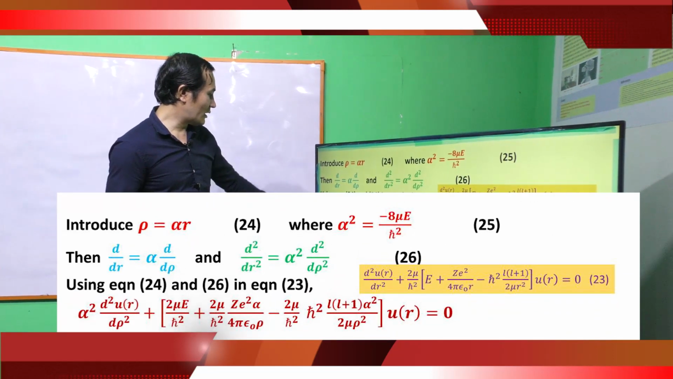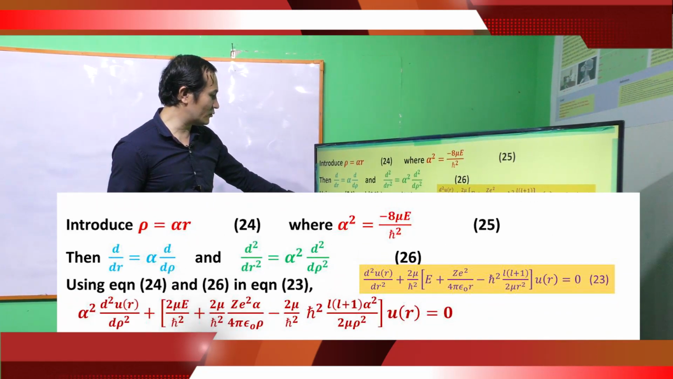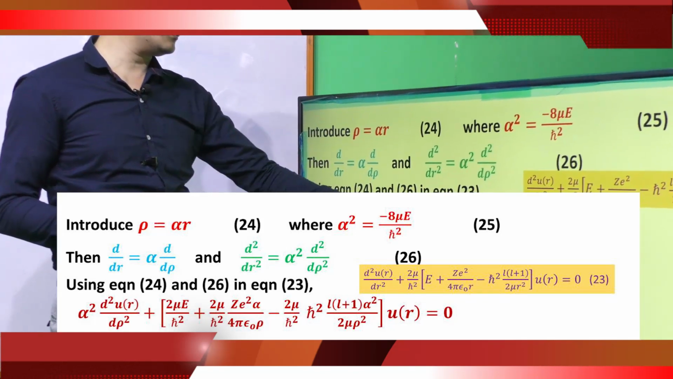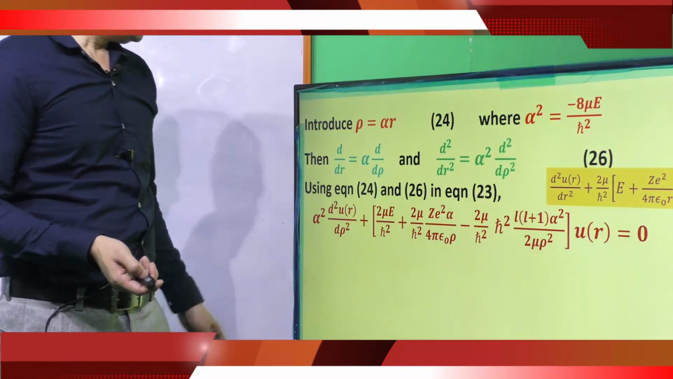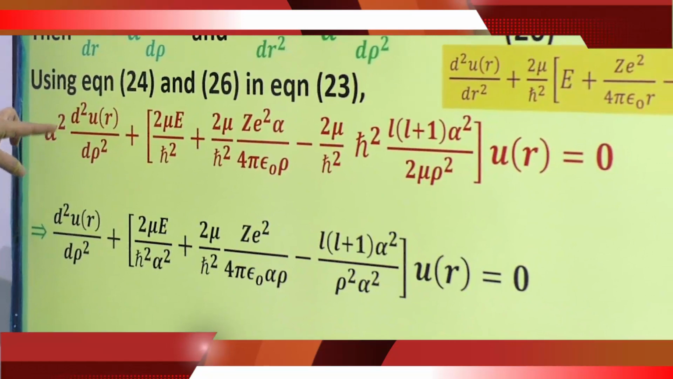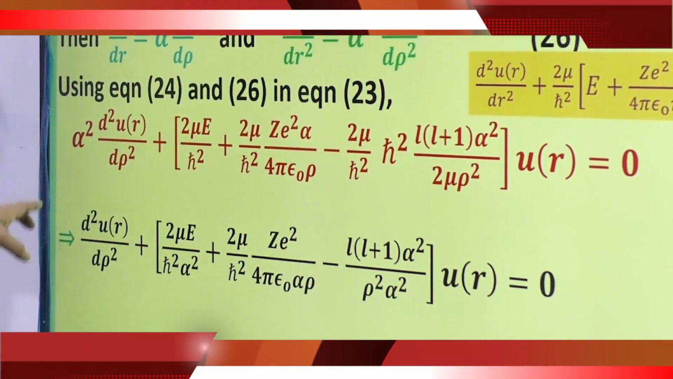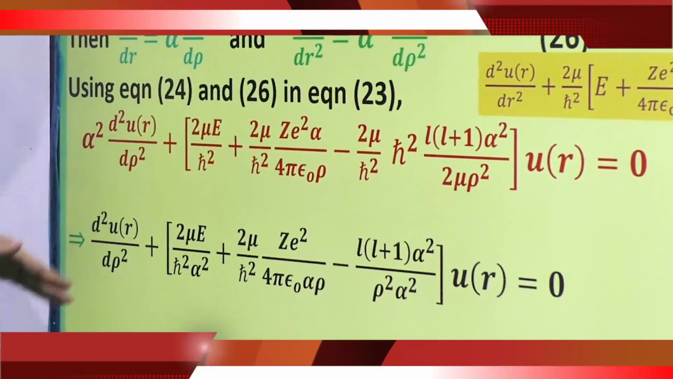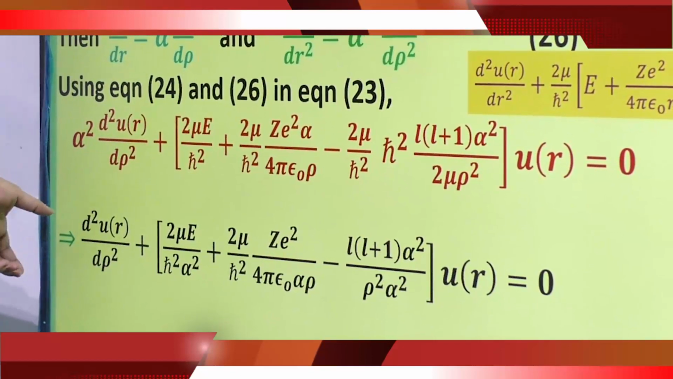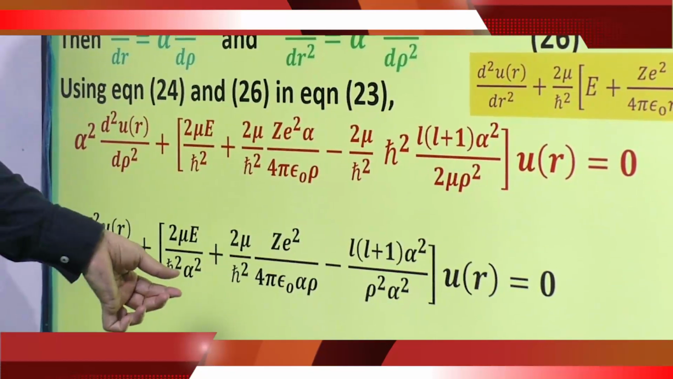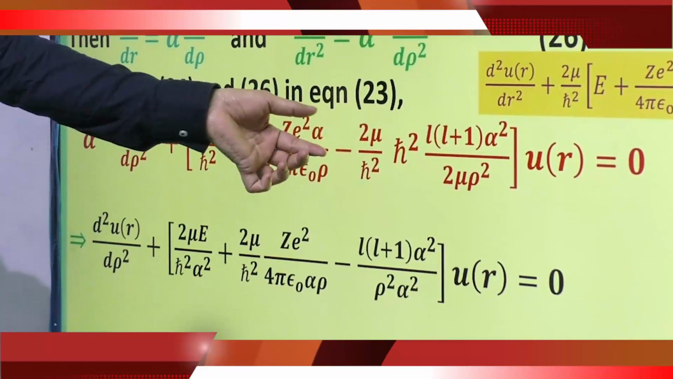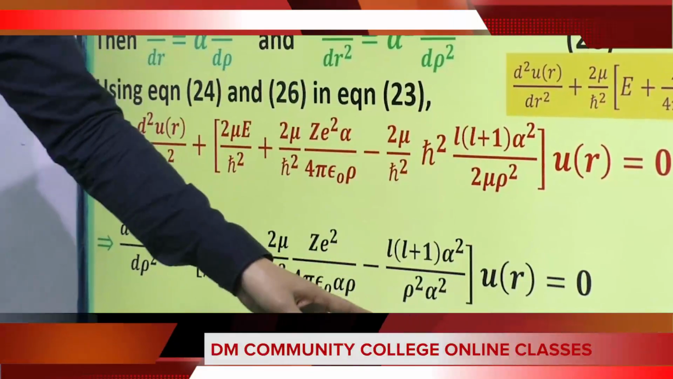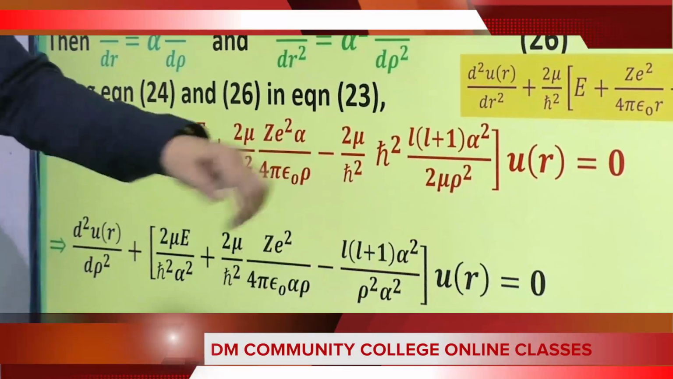So after inserting it, I get this expression: alpha squared d square u by d rho square plus 2 mu E by h bar squared plus this one and this one. In the next step, alpha square is dividing in all terms. So instead of dividing, I can say multiply by 1 by alpha square. Then that alpha square for the first term gets cancelled. Multiplied here, that is why 1 by alpha square here, another here 1 by alpha square, then only one alpha will remain. And again you multiply here. Here I have not cancelled, I simply put alpha square.